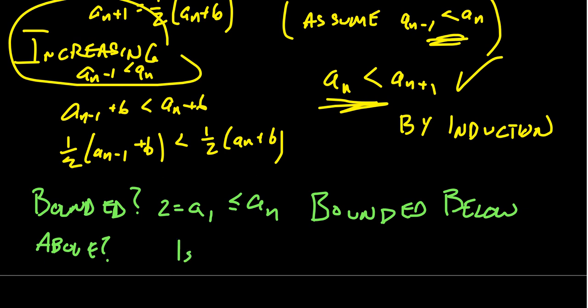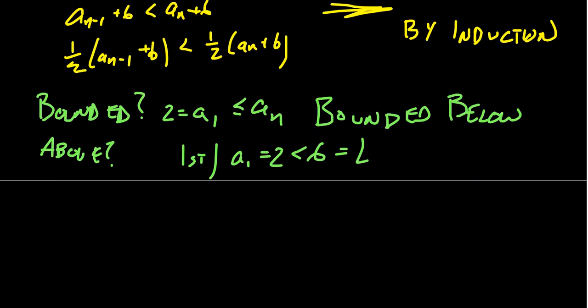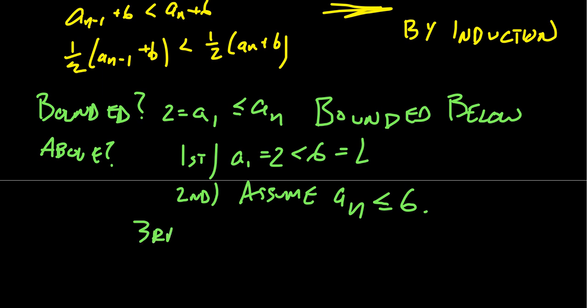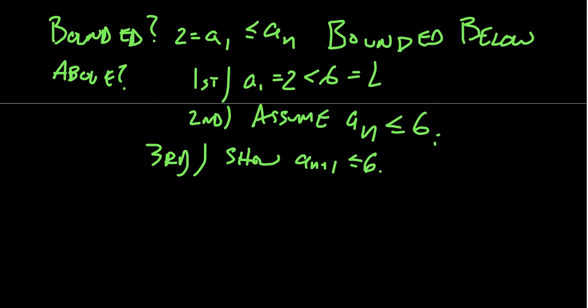So for the base case, our statement is the following: a1, which itself is equal to 2, is less than 6. Remember, 6 was the number we think is the limit here. And so we can show that the first term of the sequence is bounded above by 6. The second step is we're going to assume an is less than or equal to 6. All right, so that was easy. And the third step is we need to show that an plus 1 is less than or equal to 6. How we do that is typically taking the assumption we had before and manipulating it, remember? Kind of like we did before. An is less than or equal to 6. So let's add 6 to both sides.